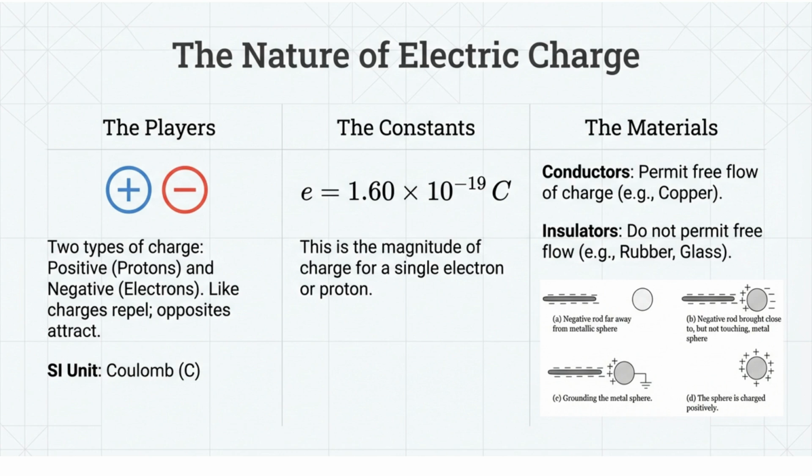Like charges repel and opposites attract. The SI unit for charge is the Coulomb. The magnitude of charge for a single electron or proton, denoted by e, is 1.60 times 10 to the minus 19 coulombs. Materials can be conductors, allowing free charge flow, or insulators, which do not.